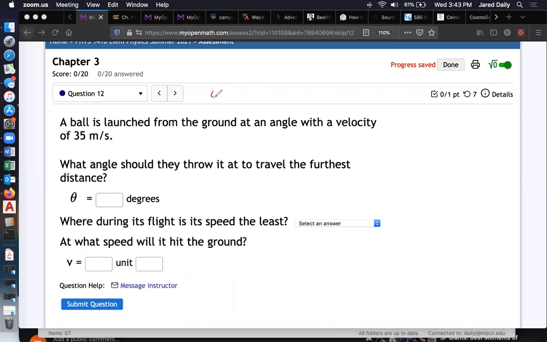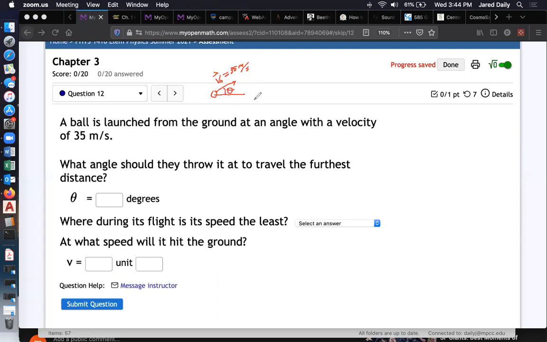So here's our picture up here. We're going to launch this ball. This is going to represent its initial velocity as a vector, and it's going to have some angle, theta. And we know that the initial velocity is 35, it's not 35 degrees, but 35 meters per second. We might as well write that in so you remember that we know that.